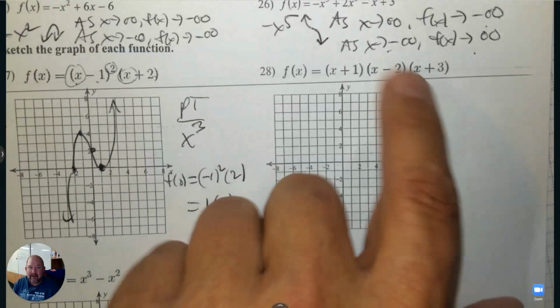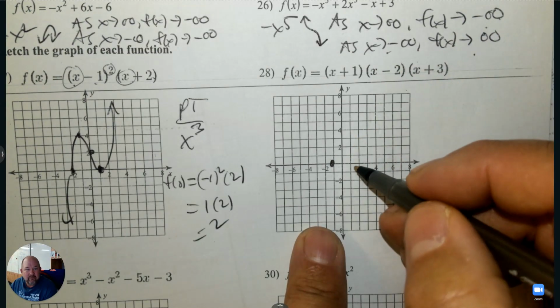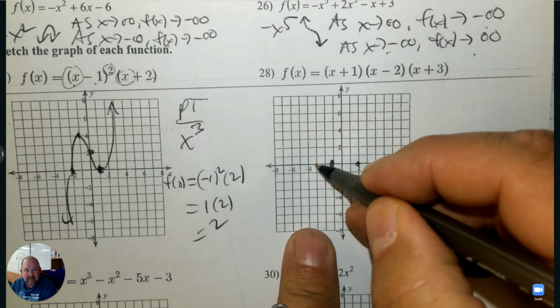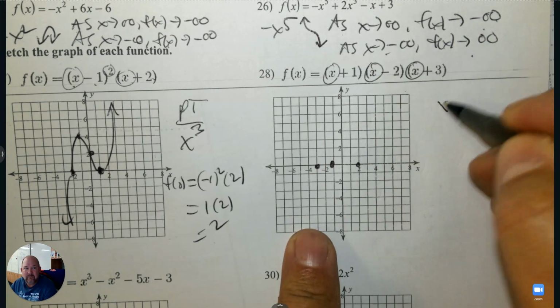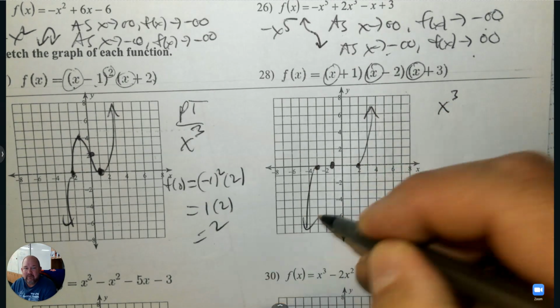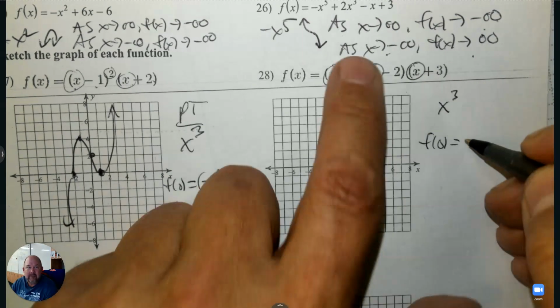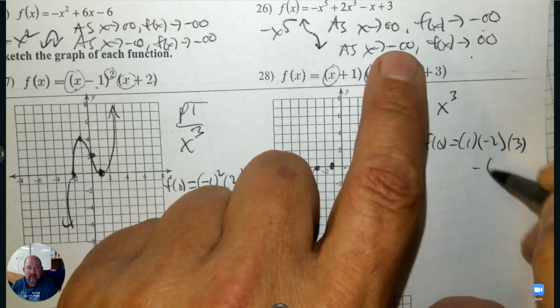Again, I love it when it's factored. So we have negative 1. I got positive 2. And I got negative 3. And the power term, x times x times x, if you multiply it out, is x cubed. So the right end goes up and the left end goes down. The y-intercept, if you plug in 0, is 1 times negative 2 times 3. So that's negative 6.